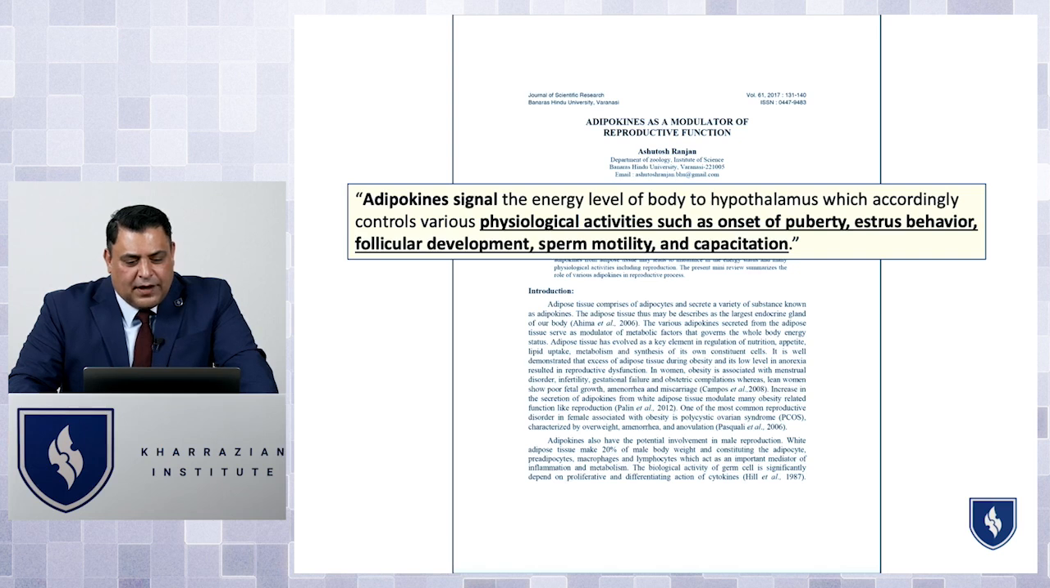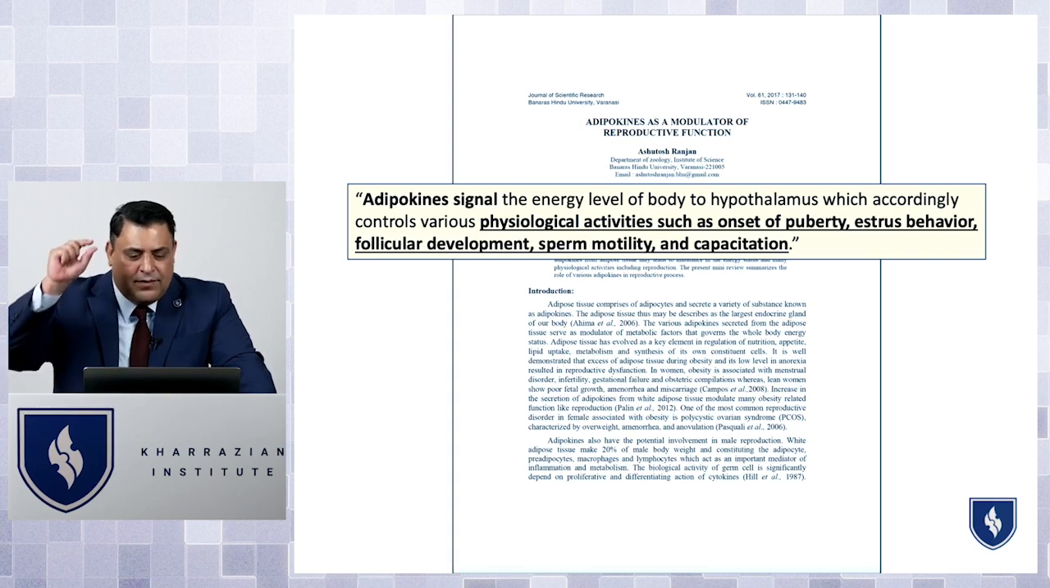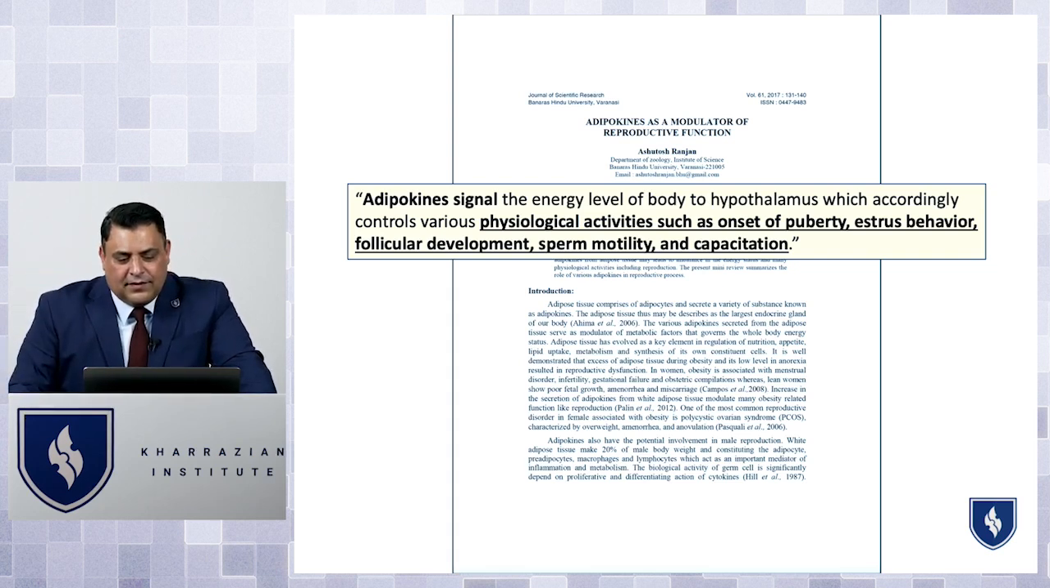Adipokines signal the energy level of the body to the hypothalamus, which accordingly controls various physiological activities, such as the onset of puberty, estrous behavior, meaning making estrogens, follicular development, sperm motility, and capacitation. That's just the ability of sperm to be able to cause implantation in the endometrium.